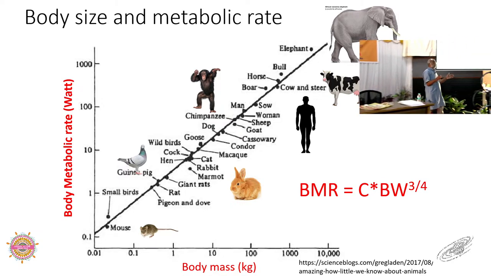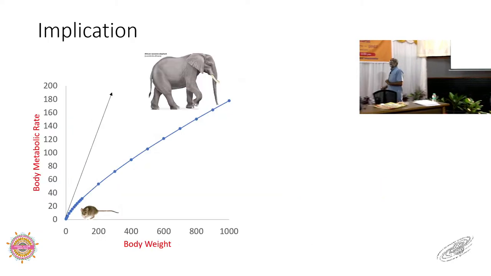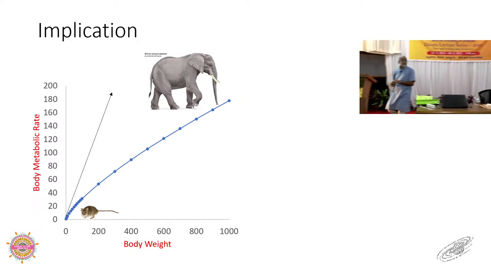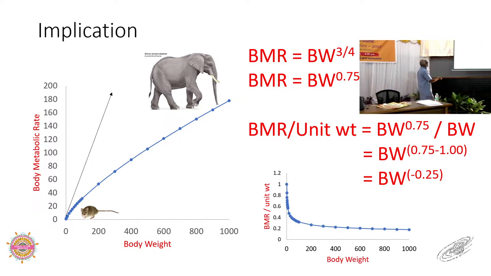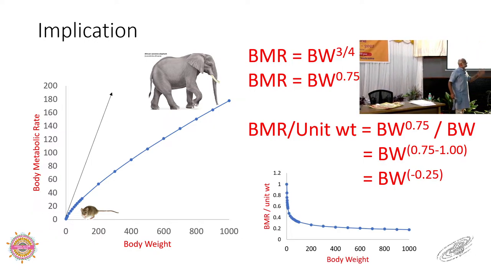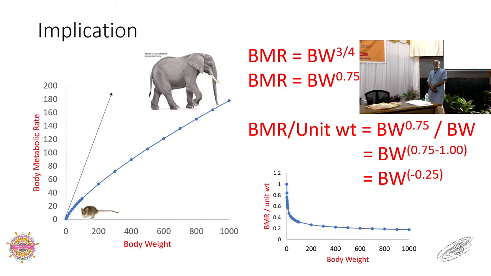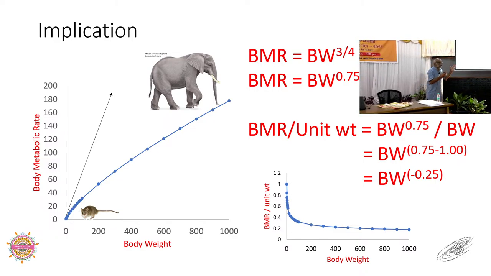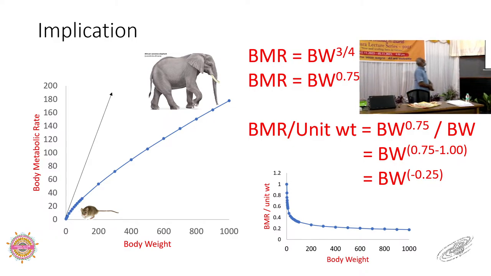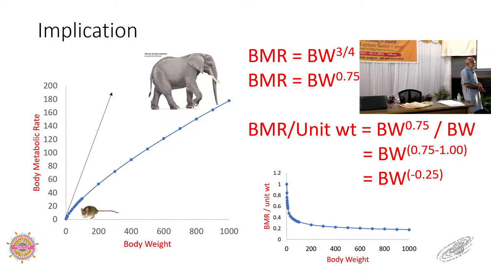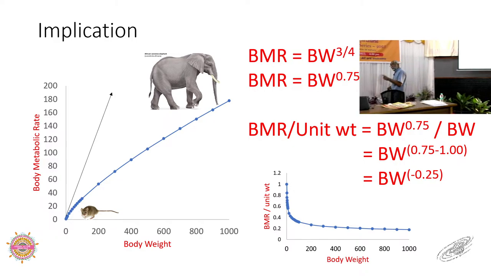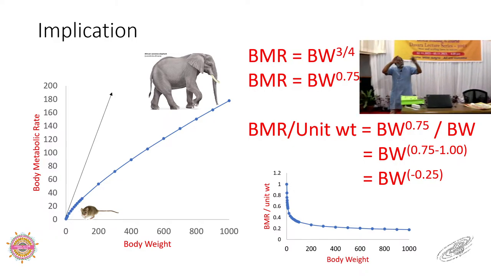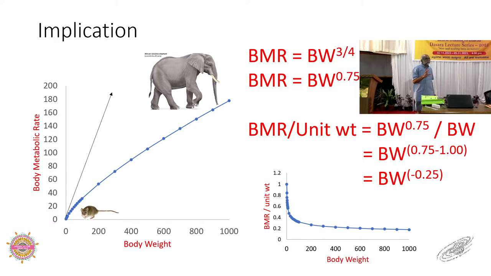There's a great implication of this which actually tells us why elephant eats bamboo and rabbits eat grass. Now let me tell you why. I told you this curve is given by the equation: metabolic rate is equal to body weight to the power 0.75. That is the equation. Remember, this is the total metabolic rate of the whole organism.